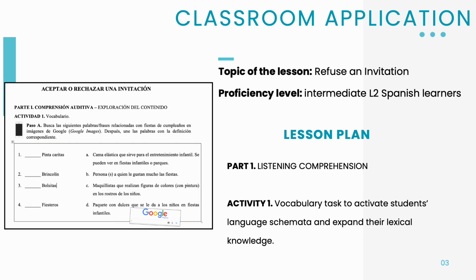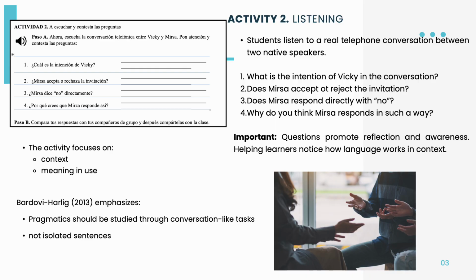So basically what they do here is, we are going to use a real phone conversation that I recorded between 2 native speakers. And in order to understand some of the words, I asked students to use Google Images: type the word into Google Images and see the picture, and then come back to the activity and match the phrase or the word with its definition. All right. So the second activity is the listening part.